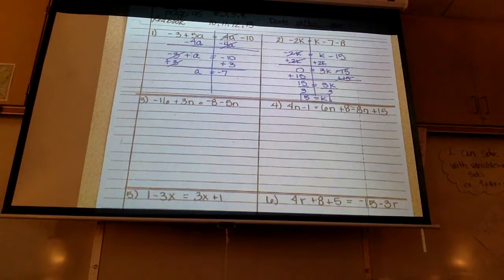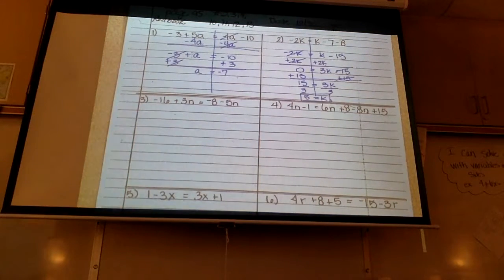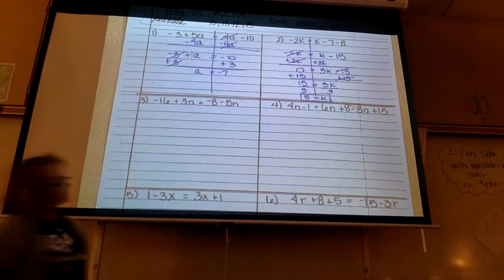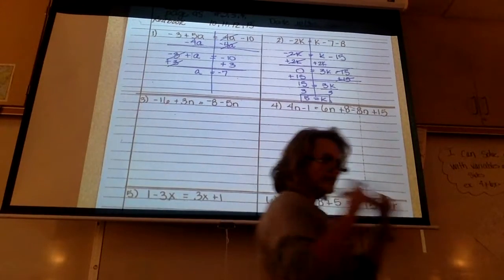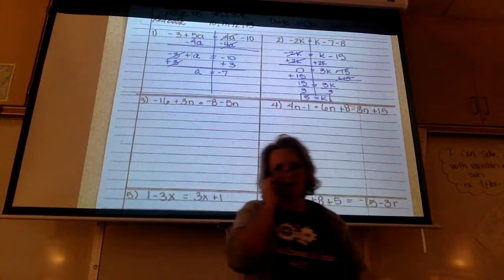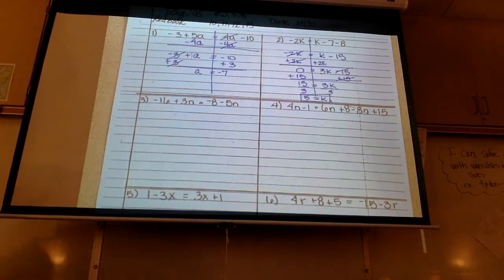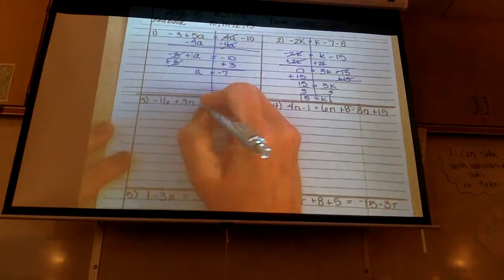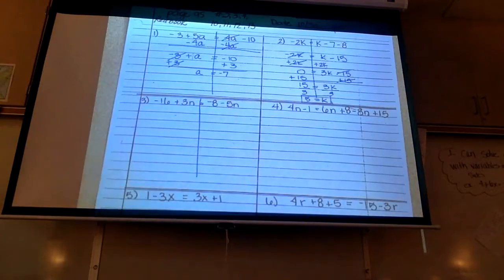All right, look at number 3. Pencils back up. What am I going to do first? Draw the line. Yes, sir. So I'm going to draw a line down that equal sign. -5, then 2 minus 2.